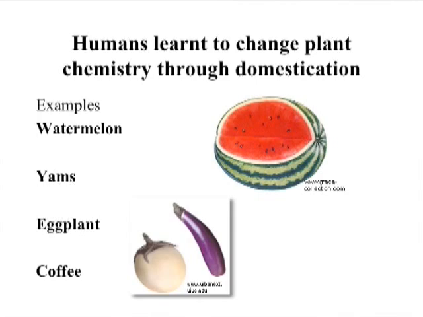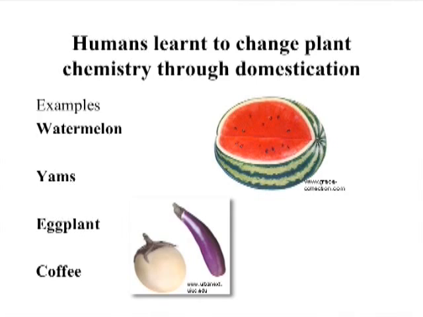So just as some examples, in watermelon, which of course we love because it's so sweet and tasty, through selection, we have decreased cucurbitacins to decrease bitterness. Yams, we've changed saponin and alkaloid contents to decrease toxins. In eggplants, we've changed glycoalkaloids and saponins to decrease toxins. In coffee, of course, and in THC, we've done the very opposite. We've increased caffeine and we've increased THC.